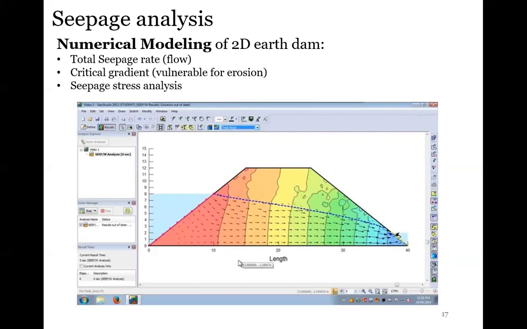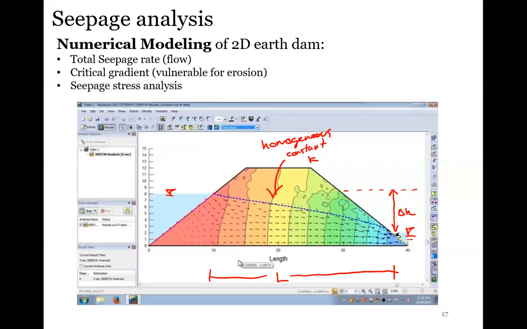This numerical modeling is an example of a 2D earth dam. Basically, what you're showing here is a homogeneous soil, or you could change it to whatever you want. So it's a constant K. That K value is known. Then we have the water elevation on one side and the water elevation on the other side, so we have this delta H here. The length is automatically calculated from your geometry, and then you can find the seepage and the stress analysis for that.